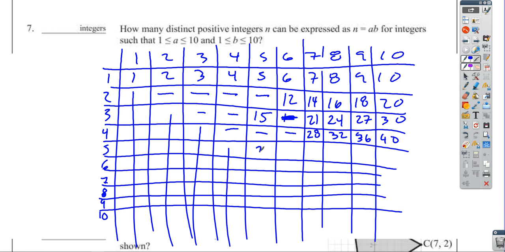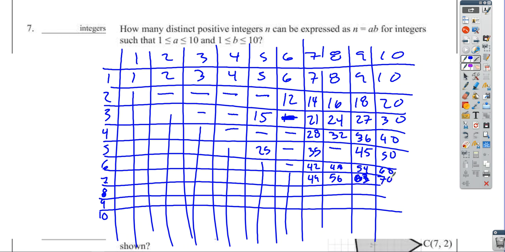For 5 times 5 is 25. That is unique. 30 is not unique. 35 is unique. We have 40, which we already have, 45, and 50. And I can cross all those out. 6 times 6 is 36, but I already have 36. 6 times 7 is 42. I don't have 42. 6 times 8 is 48. Don't have that. That's 54 and 60. Cross that out. 7 times 7 is 49. 7 times 8 is 56. 7 times 9 is 72. No, it's not 72. It's 63.